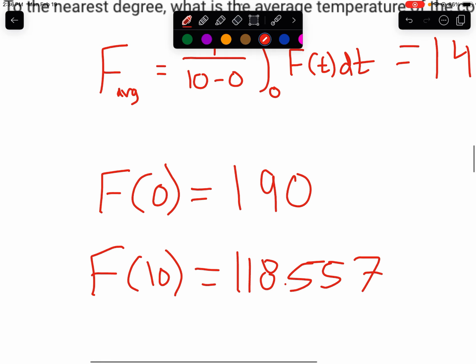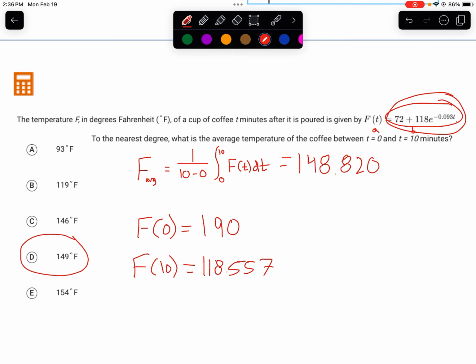118.557, right? So when the coffee is first poured out, it's got a temperature of 190. 10 minutes later, the temperature is about 120. So to say that the average temperature on that time frame is in the middle, 148-ish, is reasonable here. So just to give a sense of whether our answer is reasonable or not, I thought I would provide that information.